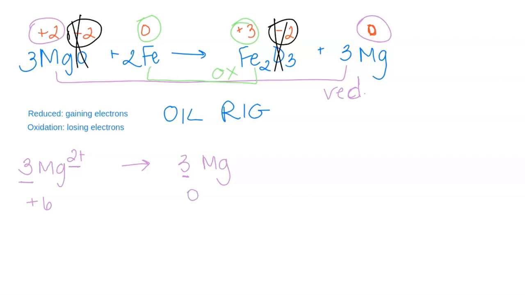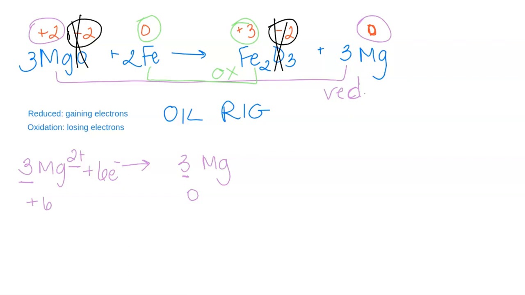And remember that being reduced means we are gaining electrons. So in order for us to balance out a +6 and a 0, we're going to add electrons to our equation. And since they're being gained, they're going to be in the reactant portion of our balanced equation. And so we need to add 6 electrons, which I just write as e-, in order to balance our equation. So now we have stoichiometrically balanced and charge balanced. And that's our reduction half reaction.